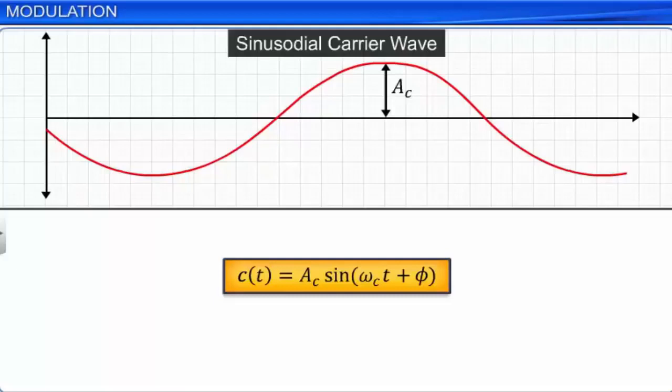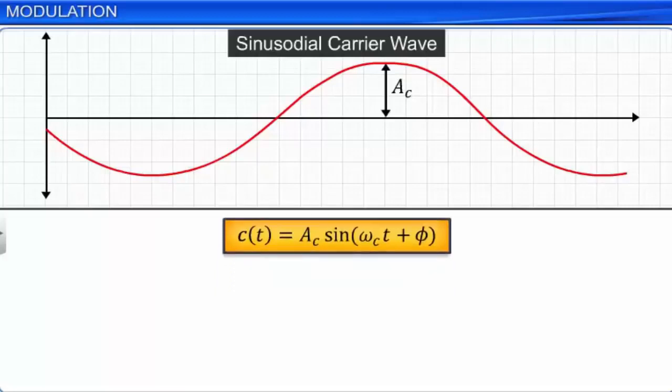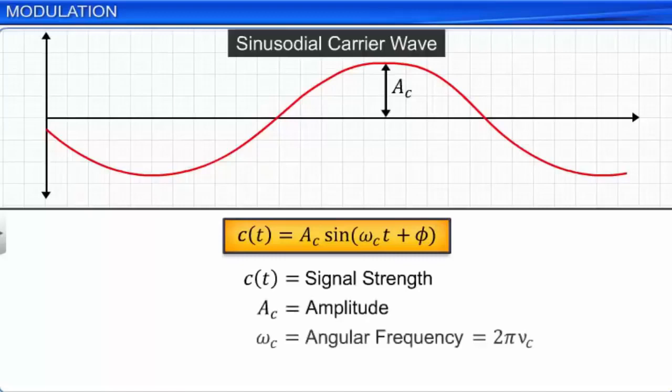The equation shows that the signal strength of a sinusoidal carrier wave depends on its amplitude, angular frequency, and initial phase. In the process of modulation, any of these parameters, namely amplitude, angular frequency, and initial phase, can be controlled by the message signal, resulting in three types of modulation. They are amplitude modulation, referred to as AM in general, frequency modulation or FM, and phase modulation or PM.